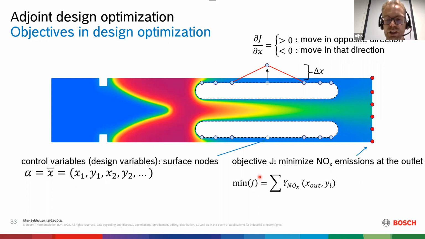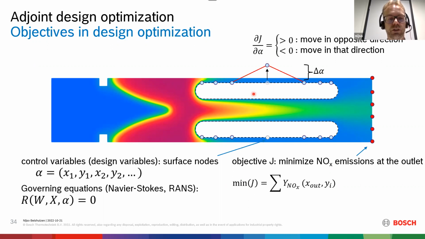And since we want to minimize this, we can then determine in which direction we actually need to move the surface node after this procedure. And we can then do this for each of the surface nodes. It does mean, however, that our governing flow equations, and this means the system of partial differential equations that we call R, depends not only on the flow variables W, the mesh coordinates X, but also on the control variables alpha.